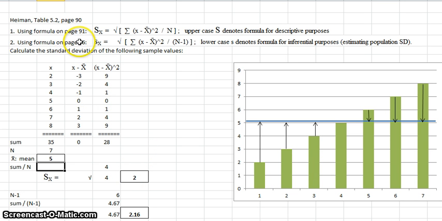Later on, in fact on page 96, we will see that there's a slightly different formula which will be used for inferential purposes, which also means for estimating the population standard deviation. And there we use a denominator n minus 1. So n was 7, n minus 1 is 6. If we take the 28 and divide by 6, we get 4.67. Its square root is 2.16. And 2.16 is the standard deviation we will use with the lowercase s later on when our interest is estimating the population standard deviation.